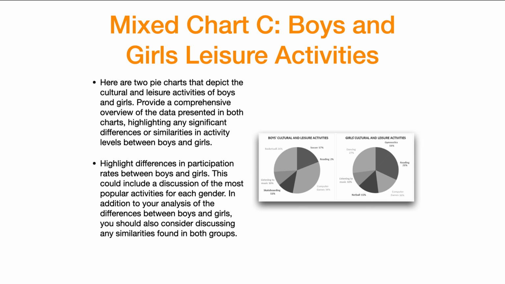Mixed chart C. Boys and girls leisure activities. Here are 2 pie charts that depict the cultural and leisure activities of boys and girls. Provide a comprehensive overview of the data presented in both charts, highlighting any significant differences or similarities in activity levels between boys and girls. Highlight differences in participation rates between boys and girls. This could include a discussion of the most popular activities for each gender. In addition to your analysis of the differences between boys and girls, you should also consider discussing any similarities found in both groups.